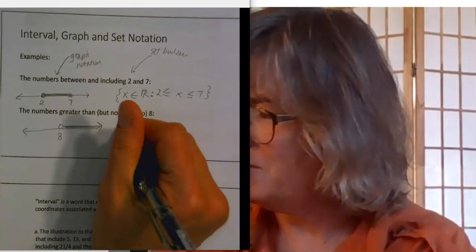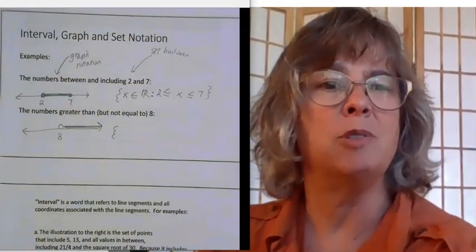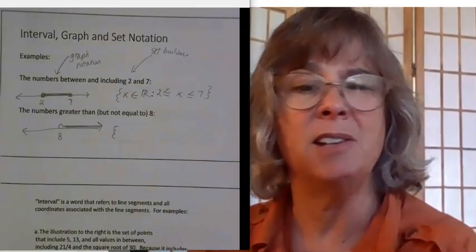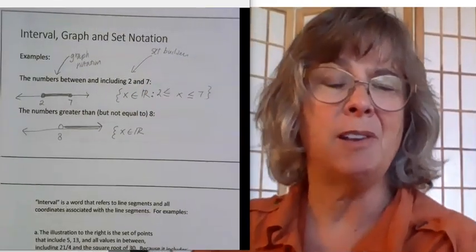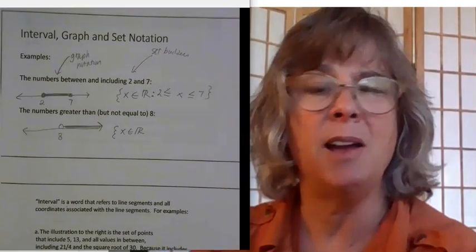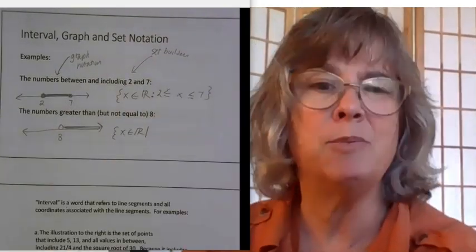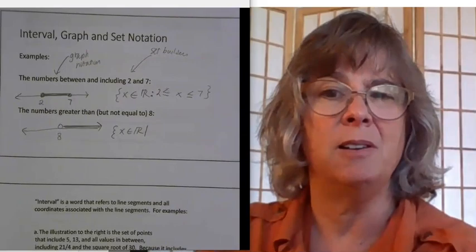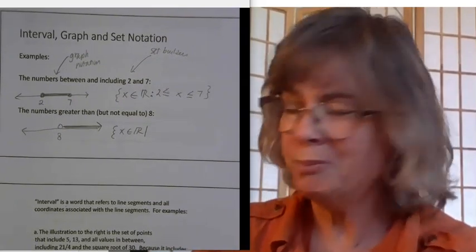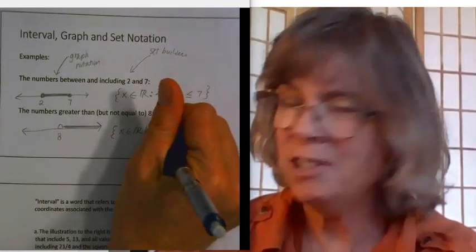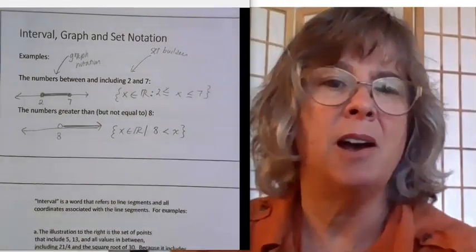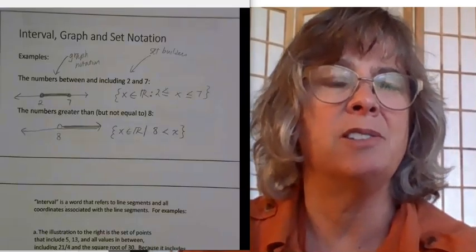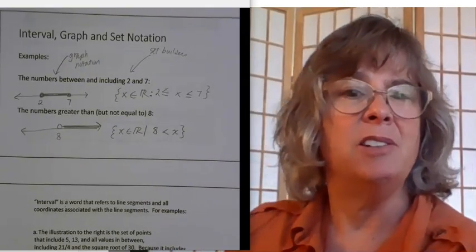Down here, set builder notation, if I'm talking about the numbers greater than but not equal to 8, I'm going to say X is a member of the set of real numbers. I'm talking about everything on the number line, such that, here's the other option for writing such that, it's just a long vertical line, such that 8 is less than X. And I end with my brace. So these are set builder or just set notation.